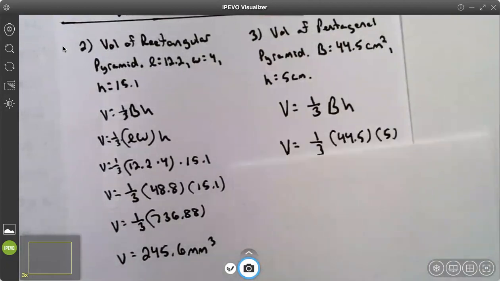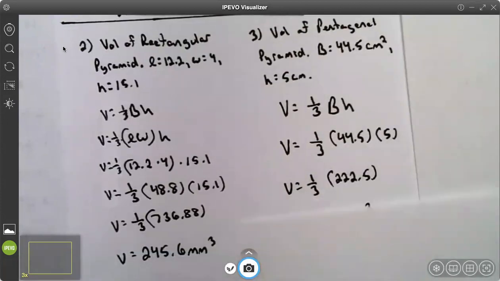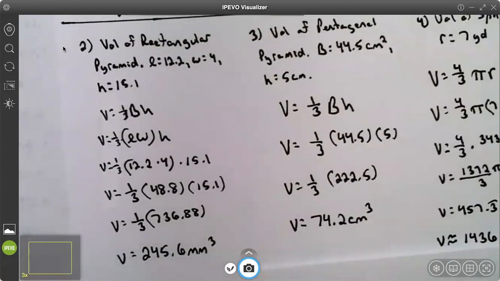On number 3, it gave us the area of the base, 44.5. It gave us the height, 5. You can multiply those in any order you want. I chose to multiply these two together, leave that in my calculator, and hit divided by 3, which gave me my answer.